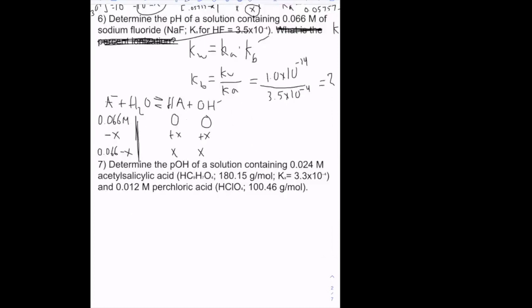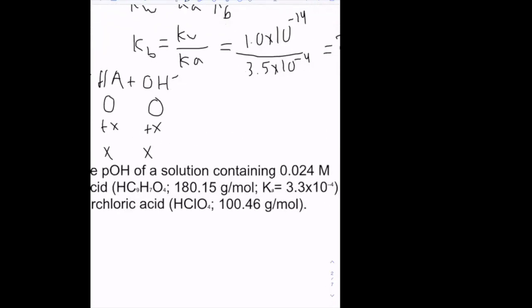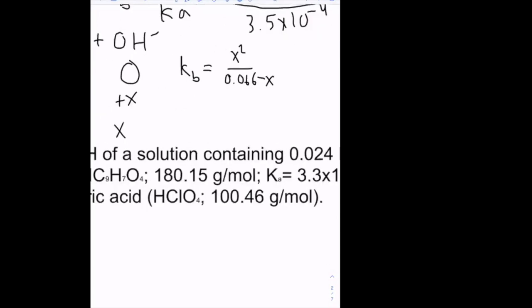Looking then at what Kb equals, it's just going to be products over reactants to their coefficient powers. Or in this case, we then have that Kb equals x squared over 0.066 minus x. Looking at this then, we know what the Kb value is. So Kb equals 2.87 times 10 to the minus 11.